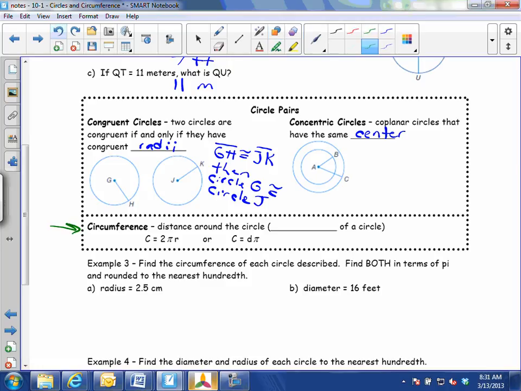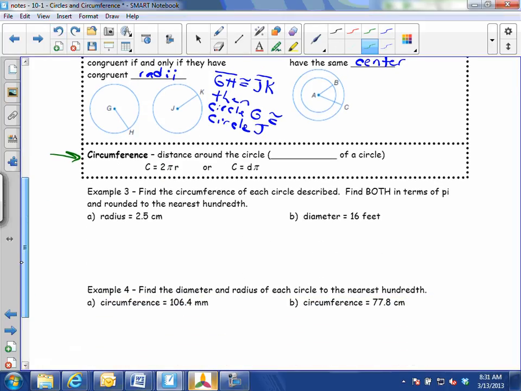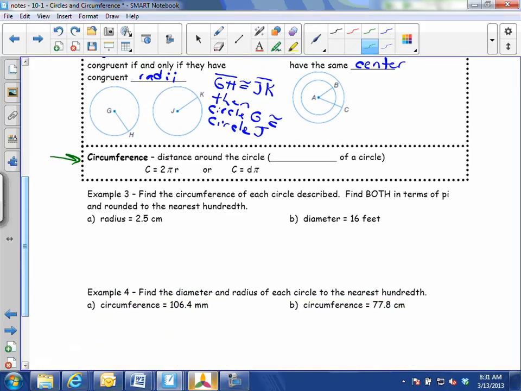Circumference. Circumference is like the perimeter of a circle. Circles kind of tend to be the snobs of the geometry world figures. They always have to have things that are a little bit different, it seems like. So we don't say the perimeter of a circle, we say the circumference of a circle.